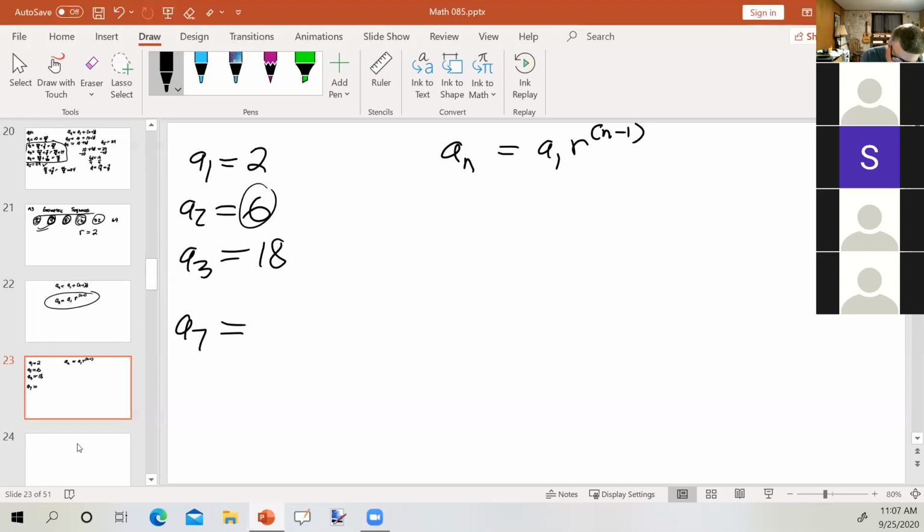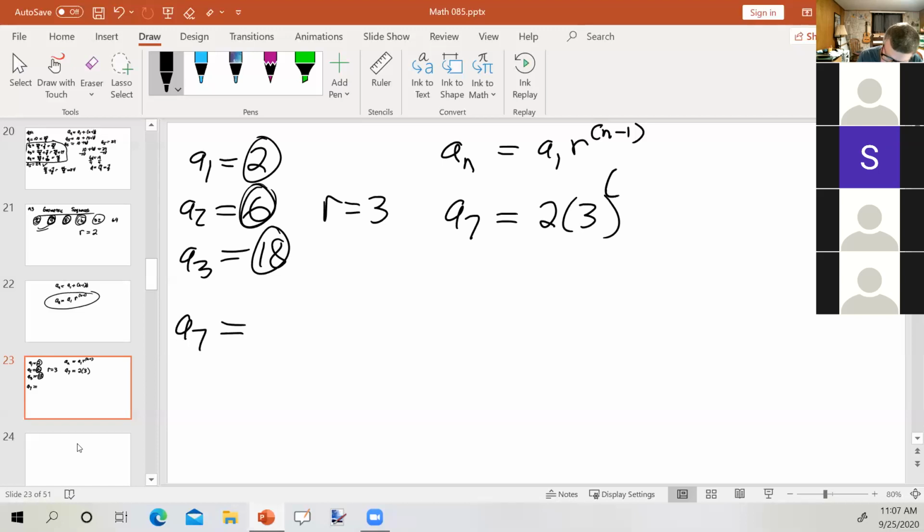What's 6 divided by 2? 3. What's 18 divided by 6? 3. So the common ratio is 3. Okay? So that means a sub 7 would be a sub 1, which is 2, times the common ratio 3 raised to the 7 minus 1 power.